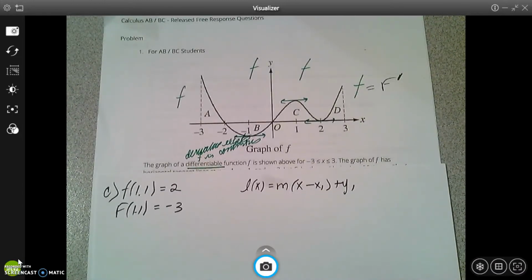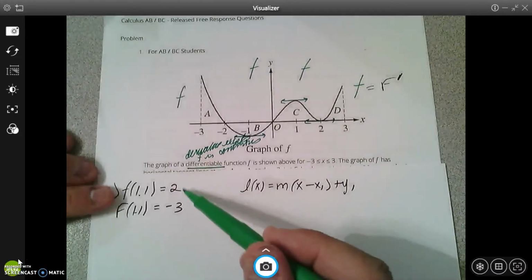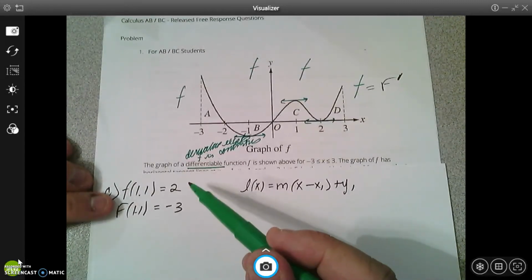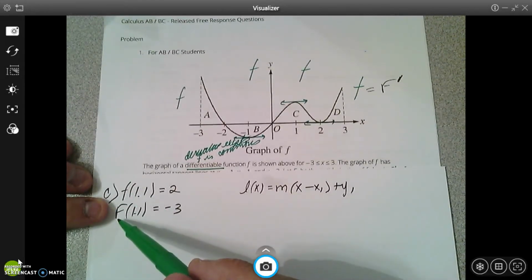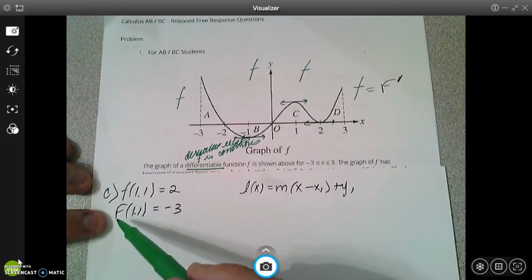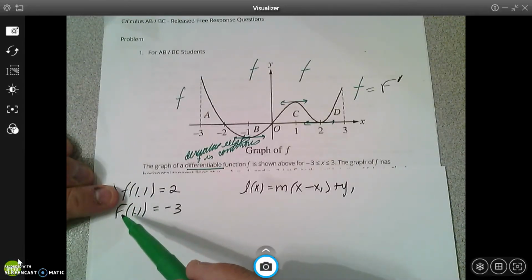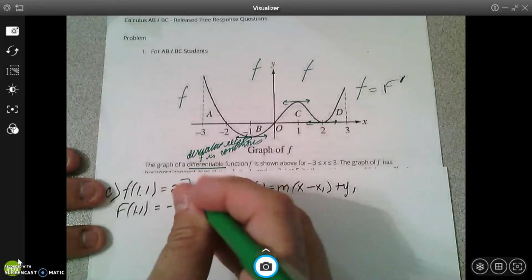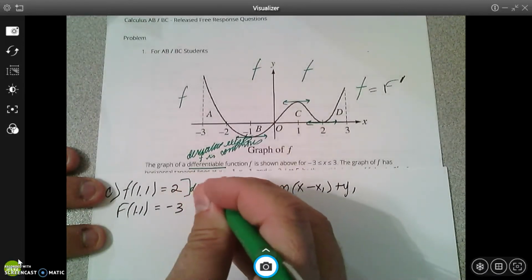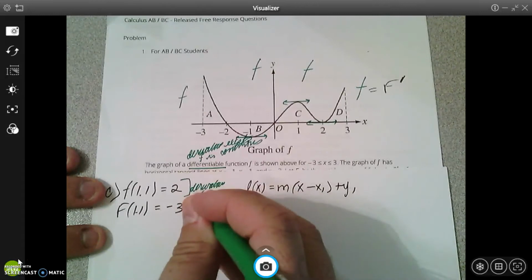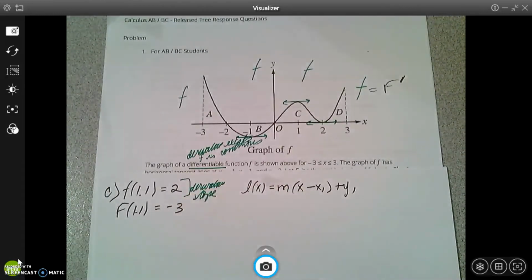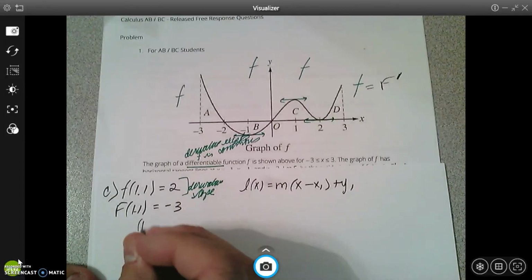Now here's where we need to be careful. Both of these are expressed as points, but big F is the function that I'm interested in. Little f is the derivative of this function. So little f is the derivative. Little f is going to give us slope information. Big F tells us the point.